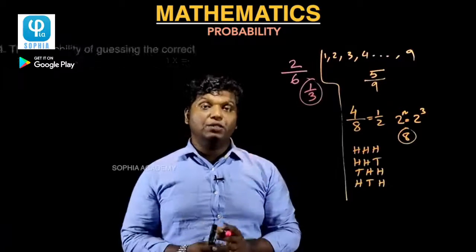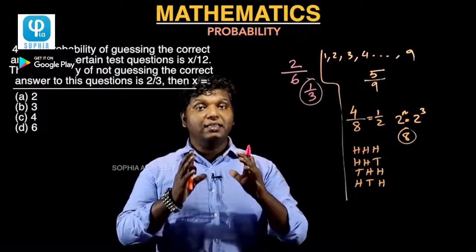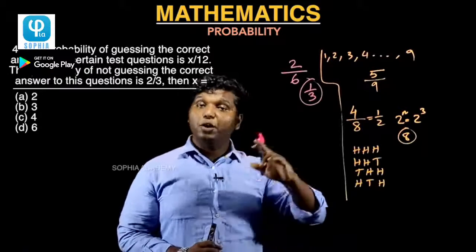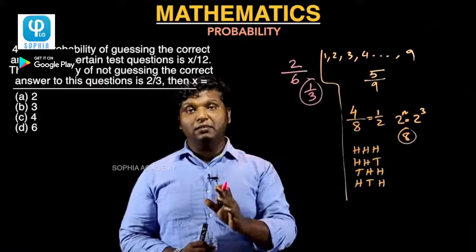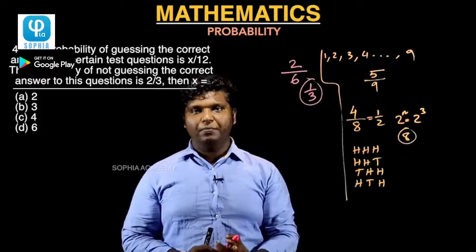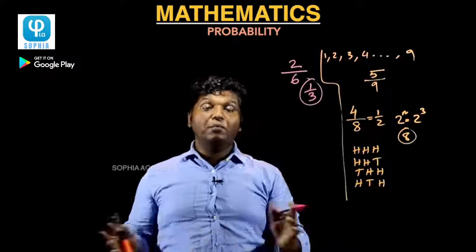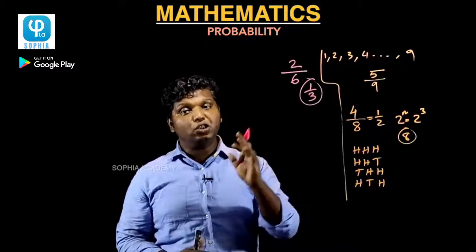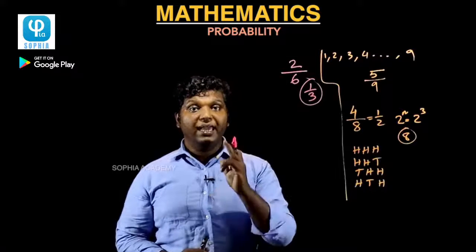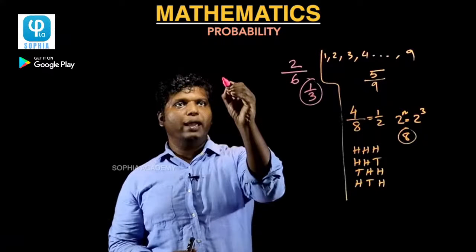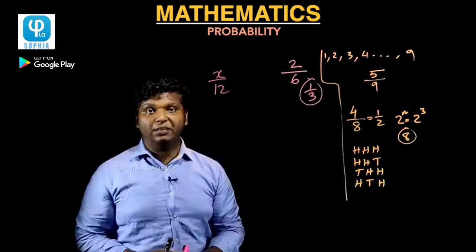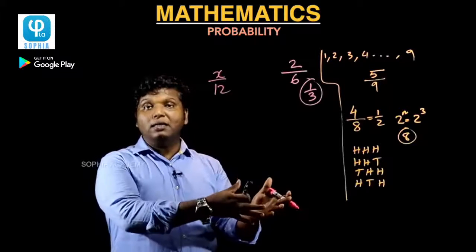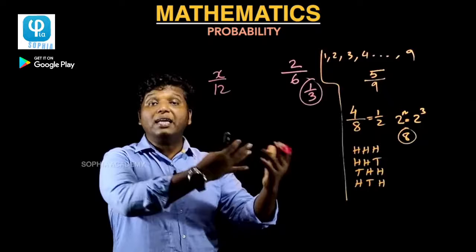Is it clear? So next question. The probability of guessing the correct answer to a certain question is x by 12. The probability of not guessing the correct answer to this question is 2 by 3. That means a question is being asked, and the probability that the guess is correct is x by 12. This is the probability given. And one more thing is given: the probability of not guessing the correct answer.